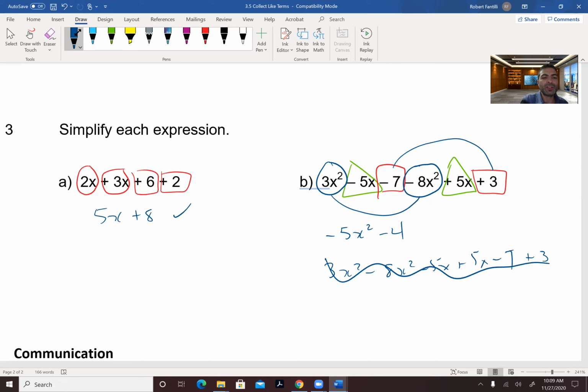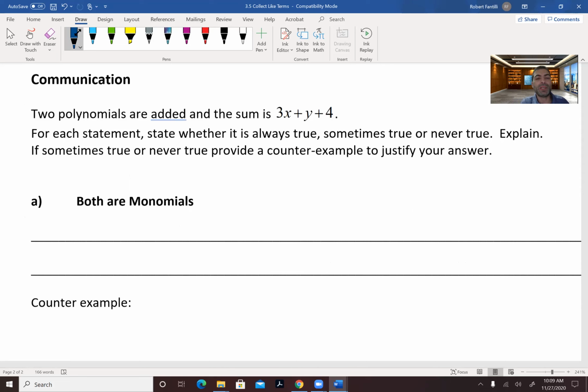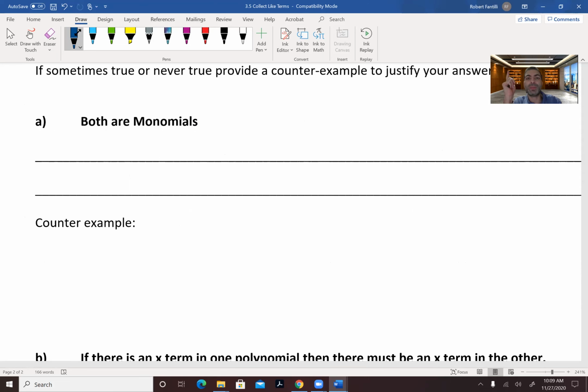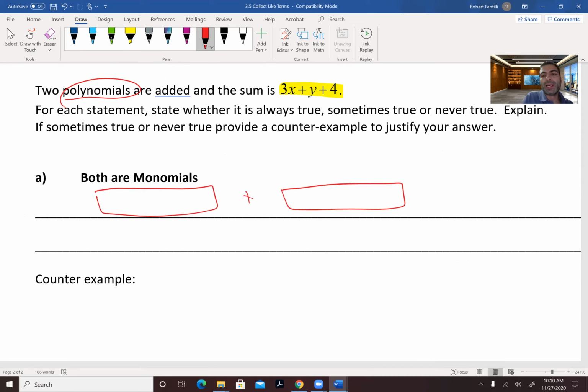Okay. Now you're going to see this on your upcoming test next week. So please be ready, or maybe end of next week or beginning of the following. So please pay attention because this language is coming up. If you have two polynomials and they're added together, remember, a polynomial could be anything. It could be a monomial, 1 term, binomial, 2 terms, or trinomial, 3 terms. If 2 polynomials are added, so you got this one, whatever it is, plus this one, and the answer is 3x plus y plus 4.